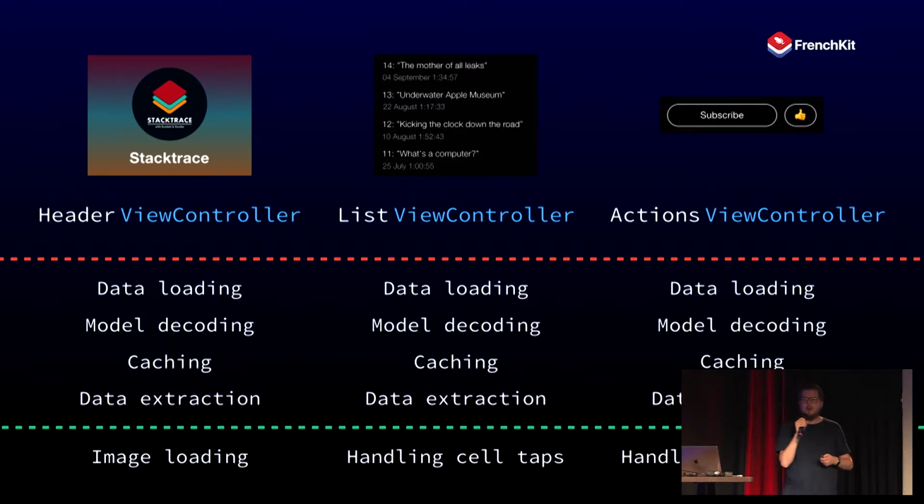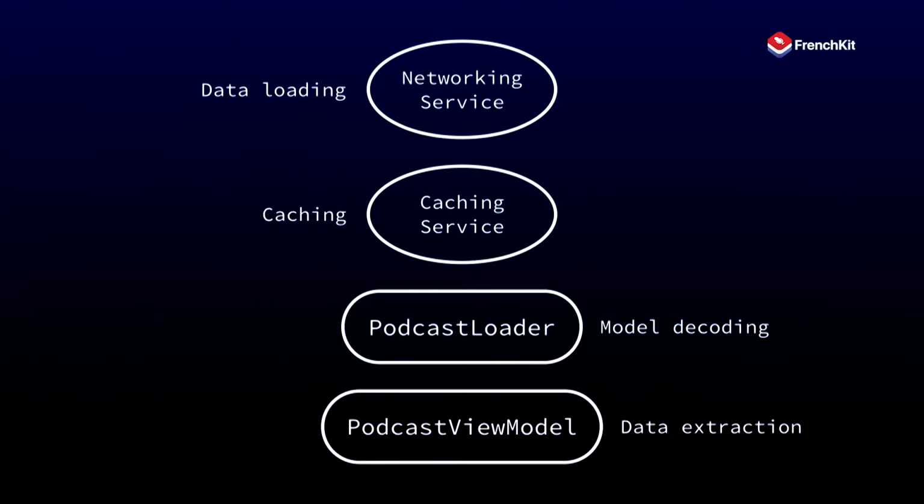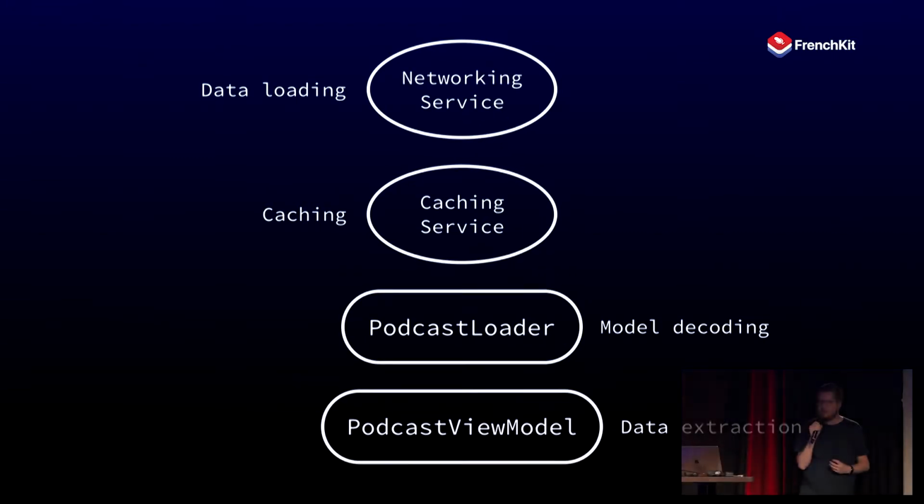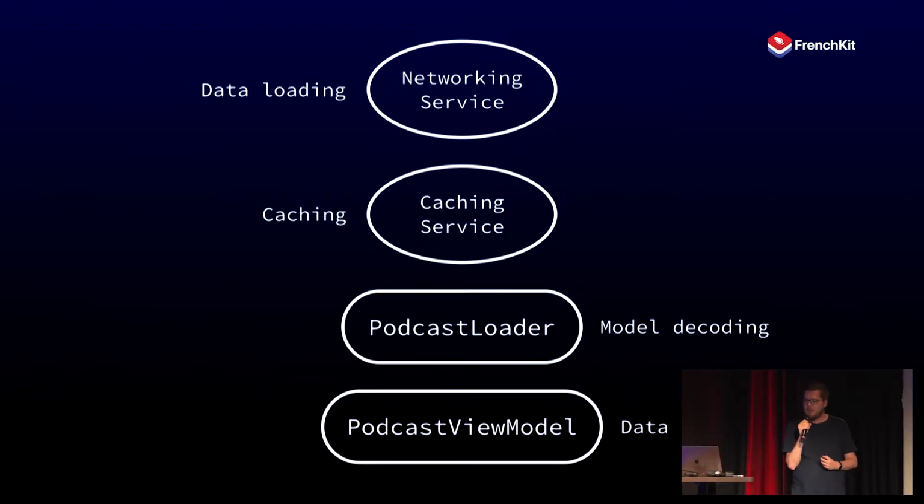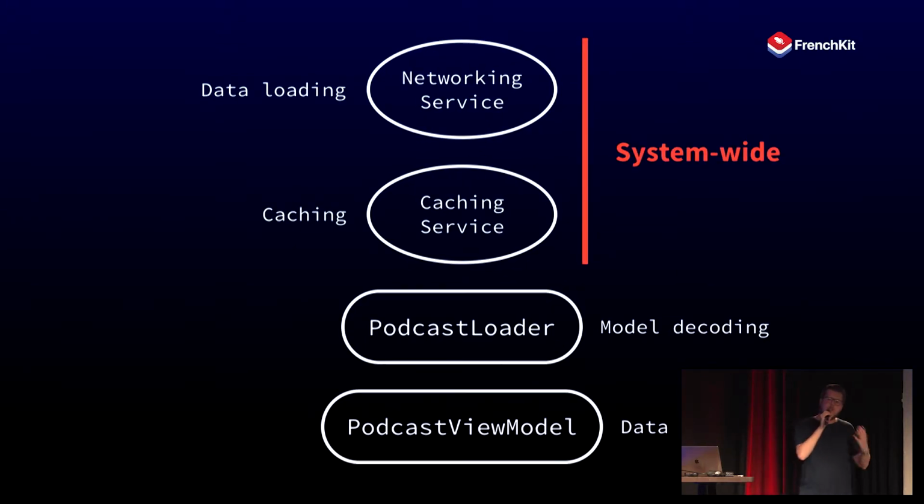And this is a part where if we design a little system around this, we can actually end up with way less code duplication and a nicer architecture. So let's do just that. Let's take those 4 common tasks that we need to perform and actually design a little system. So what we're going to do here is we're going to split things up into 4 different parts. We're going to have our data loading performed by a networking service. We're going to have caching performed by a caching service. And these 2 are going to be system-wide services. They're not domain-specific. They're not specific to handling podcasts. You can use them throughout the app.